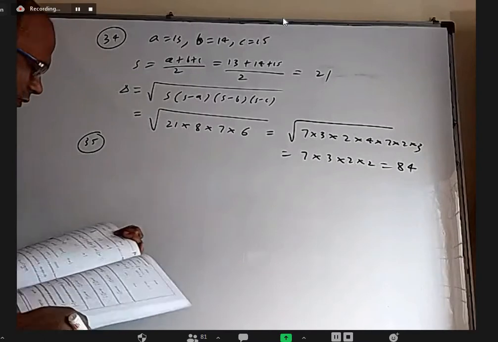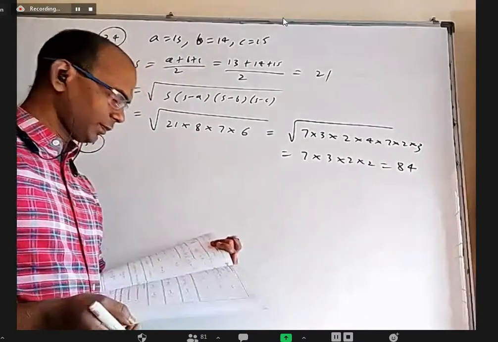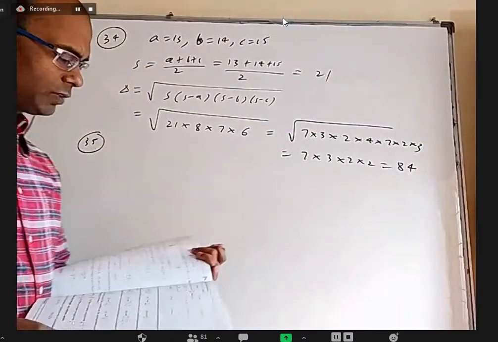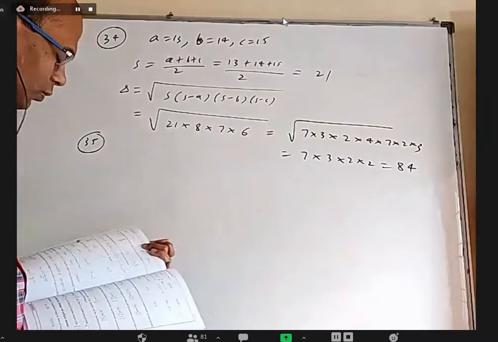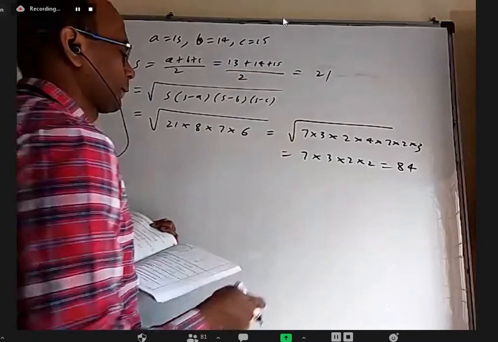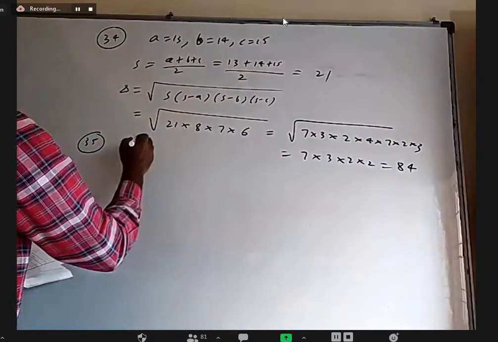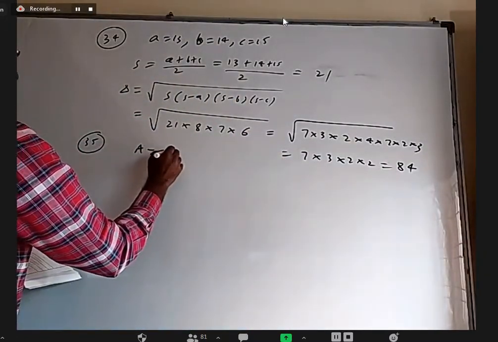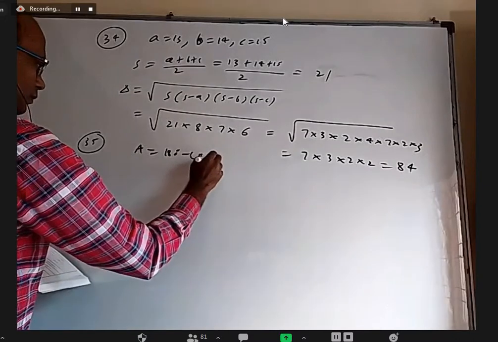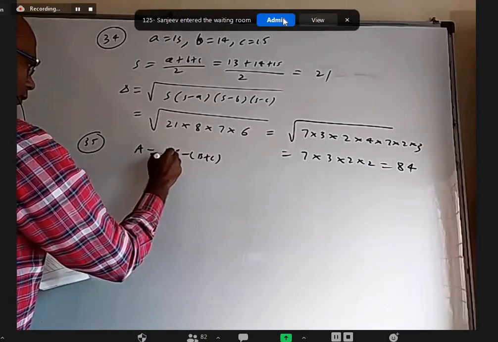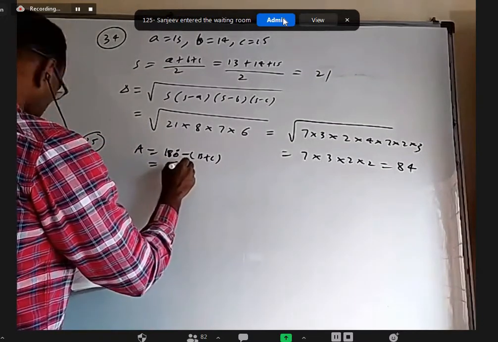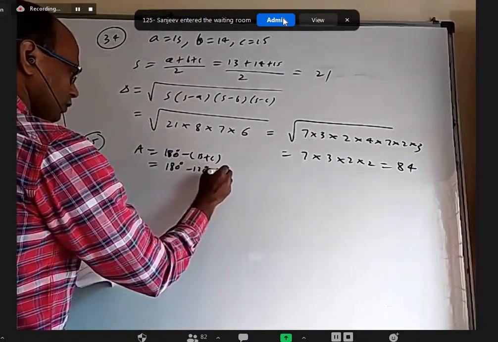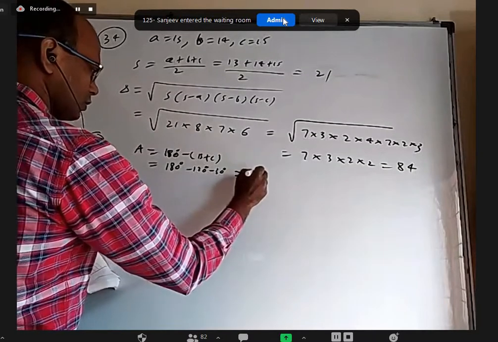In 35, they gave two angles and one side. For area of triangle, we can use half AB sin C or 2R square sin A sin B sin C. So we should know one more side if required. So angle A is 180 minus B plus C, which is 180 minus 120 minus 30, which is 30 degrees.